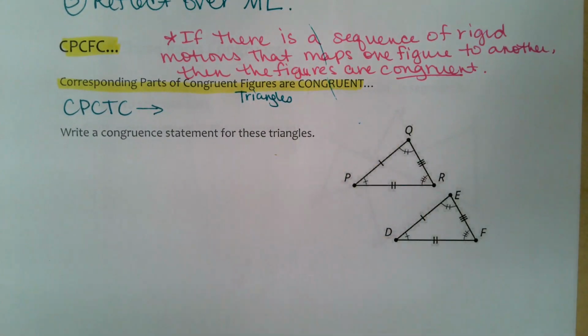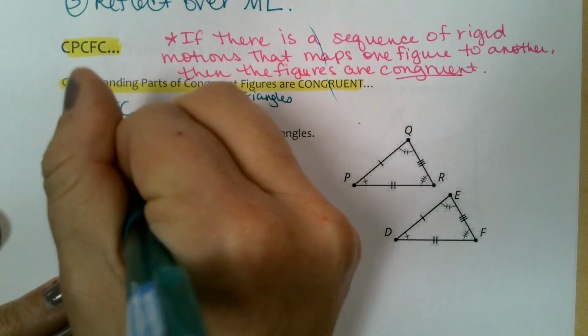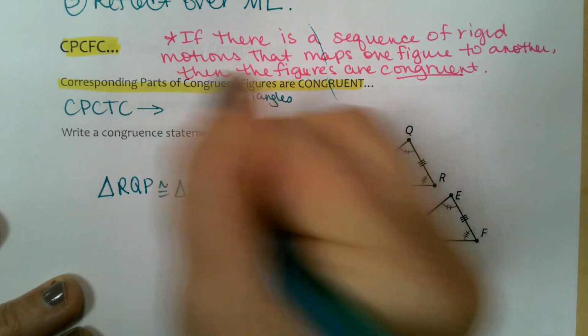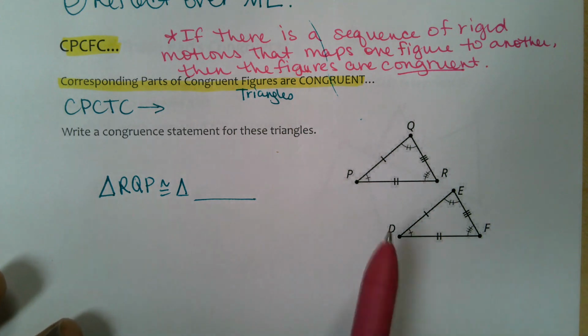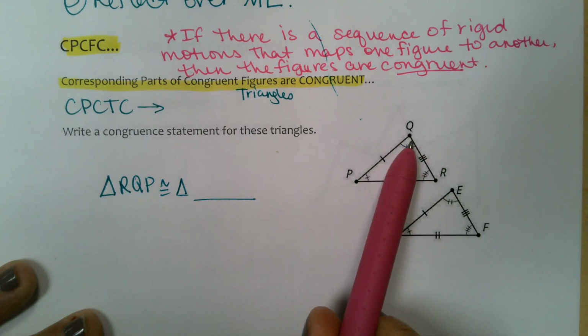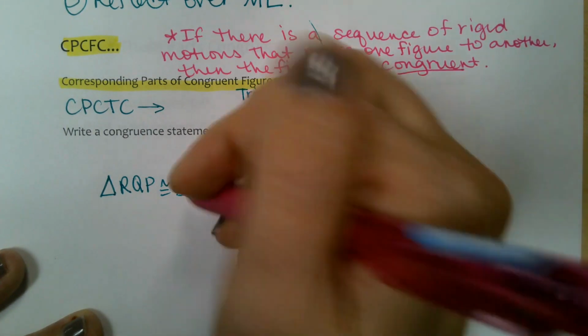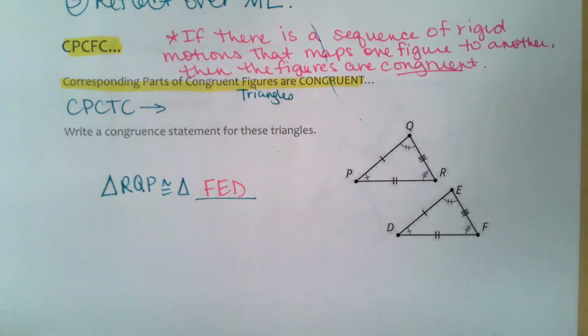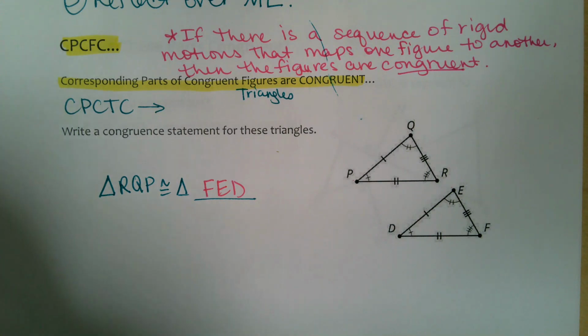So looking at our two triangles here, I want you to pick the correct congruent statement. So if I say triangle RQP is congruent to triangle what would have to go in that spot? All right, good. So RQ is congruent to FE. QP is congruent to ED. So this would have to be triangle FED. All right. Couple more.